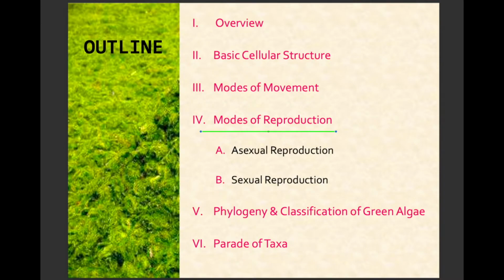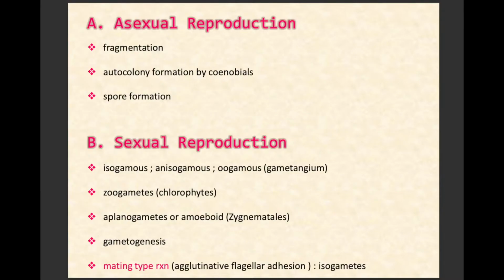Mode of reproduction, meron na tayong dalawa. We have your asexual and sexual reproduction. Okay, so in terms of asexual reproduction, we have what we call fragmentation. So ito yung nasisira lang yung isang filament, and then dadami na sila. We also have autocolony formation, which is usually exhibited by your synovial organisms.